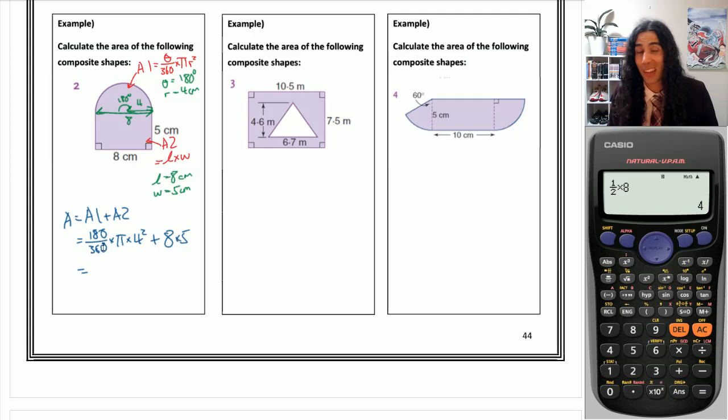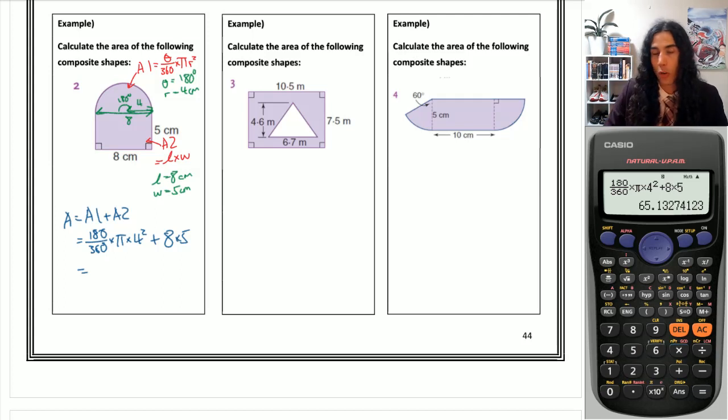180 over 360 is half. Half of 50 is 25. So that's 25 on the left. 8 times 5 is 40. So it's going to be about 65. But that is good to know, but totally not needed, because the calculator, as long as you put it in right, will do everything for you.